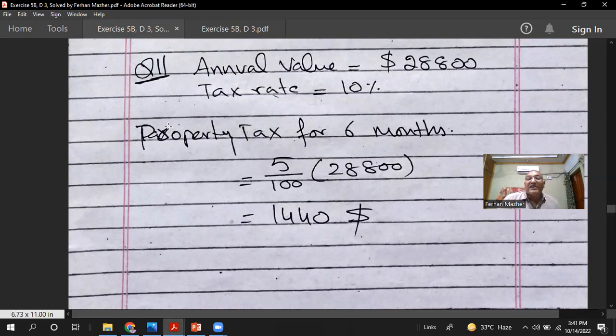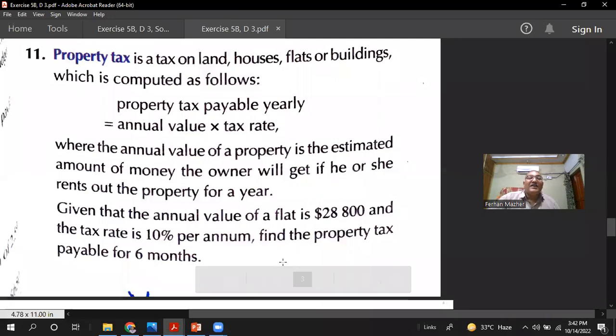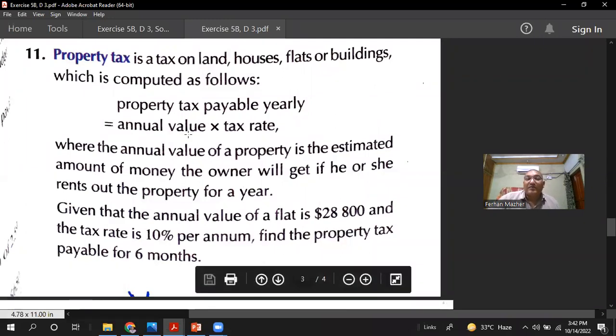So that will be 5% of the 228,800 because we are calculating the tax for the 6 months. The tax rate is for the 1 year. So for the 6 months, it will be 5%. So it will be 5% of the 228,800, and that will be $1,440. So that is how you calculate. So this is how you find the annual value of a property and the property tax.